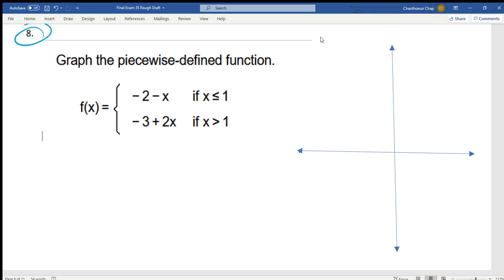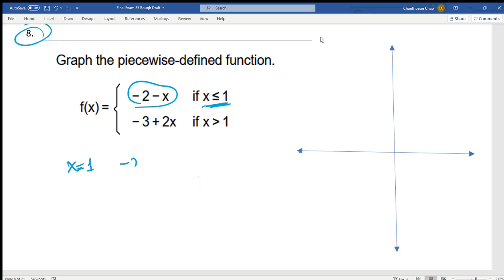Question 8. Let's graph the piecewise defined function below. We have f of x equals negative 2 minus x if x is less than or equal to 1, and negative 3 plus 2x if x is greater than 1. First step is to look at our intervals, and we want to check values that are less than or equal to 1. So we'll start with x equals 1 first, and I'll plug it into negative 2 minus x.